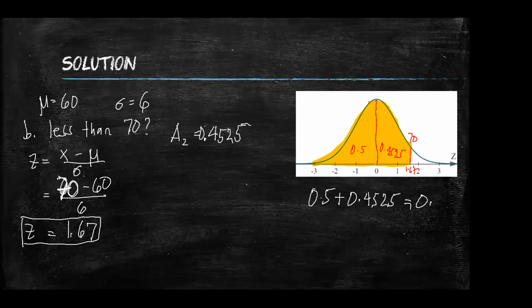So we have 0.9525. Tama? Ngayon, class, hindi pa yan percent. So i-convert natin. So that would be 95.25%. O check ko kung sino yung mga nakakuha. Ayan. So marami-rami.